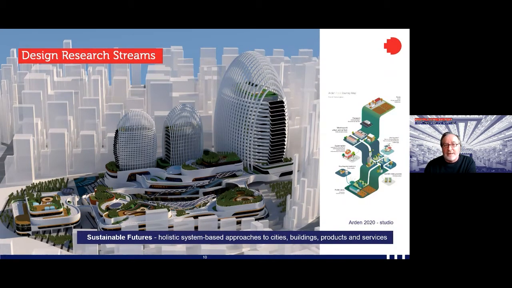And so this is the first design research stream, Sustainable Futures. And it looks at holistic system-based approaches to cities, buildings, products and services. So in this example, this is from the Arden 2020 studio, where they're looking at the Arden area of Melbourne and working with the State Planning Authority and Melbourne City Council, and literally redesigning the systems of how a city works so that they can be sustainable. The idea of redistributed systems. And so that is a large-scale urban approach to sustainable design. Next slide.